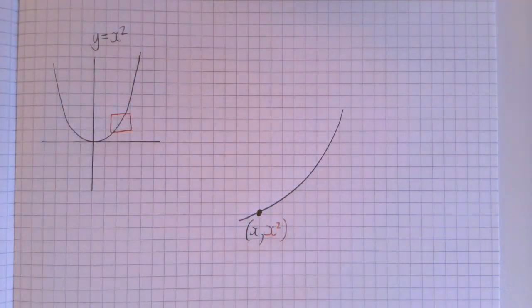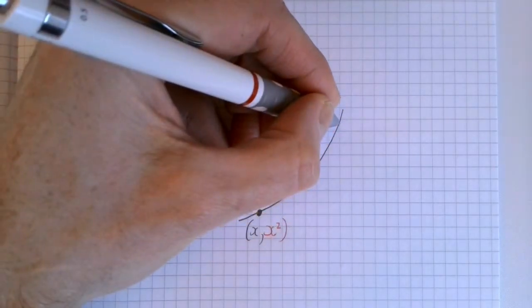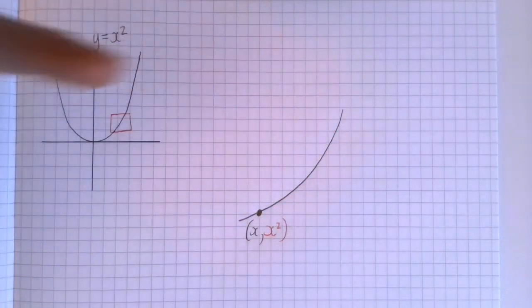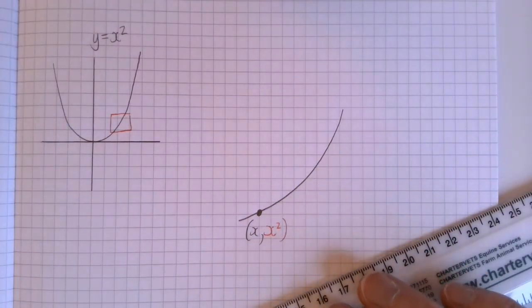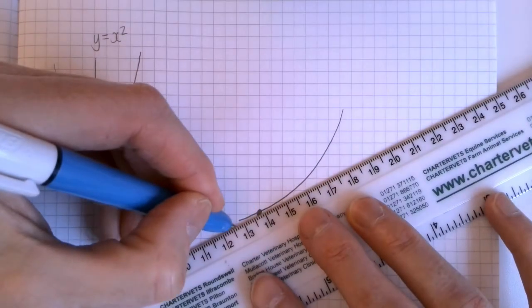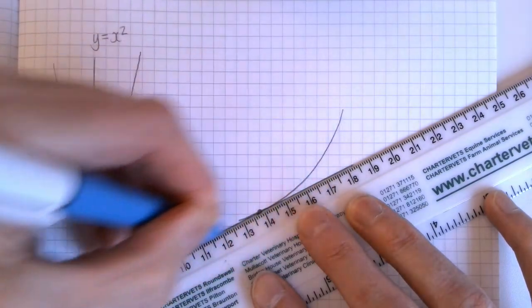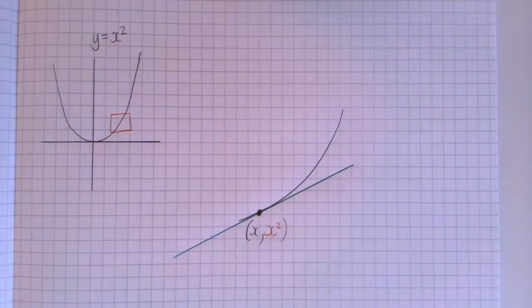And the genius move that these two mathematicians did quite separately was they said, okay, if I want to know the gradient of the curve at this point. Okay, that's what we're after. We want to know the gradient of the curve at that point, and we know that that's equivalent to the gradient of the tangent at that point. So that green line is what I'm after.